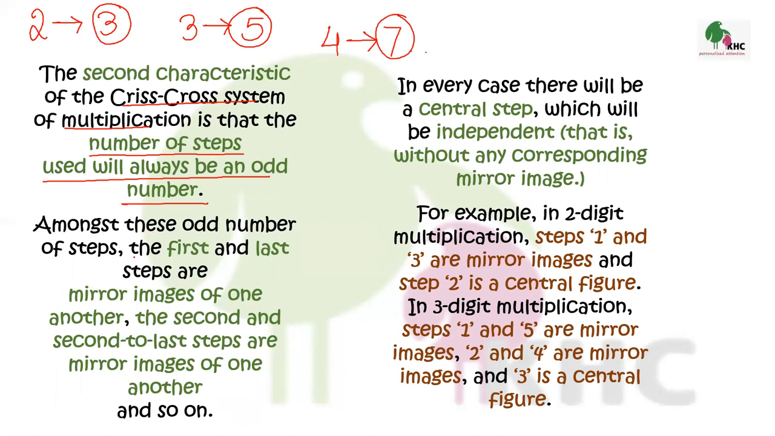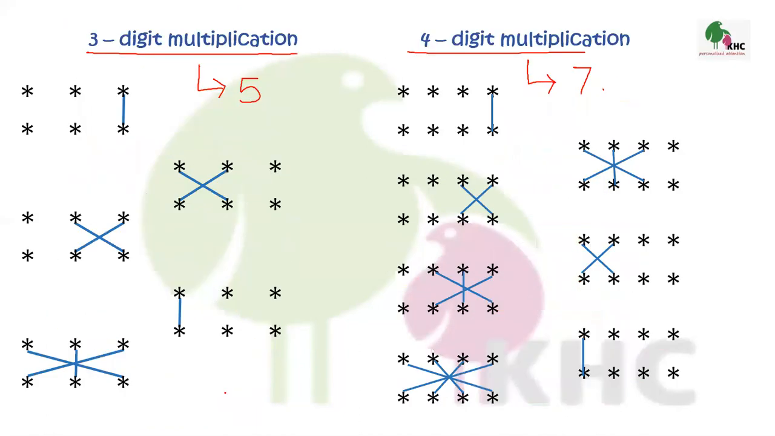Amongst these odd number of steps, the first and the last steps are mirror images of one another. The second and the second to last steps are mirror images of one another, and so on. Now, what do they mean by that? We'll look at one of the techniques. If you see for 4-digit multiplication, the first and the last technique are exactly similar. They are mirror images. This one goes to the first, this one goes to the last.